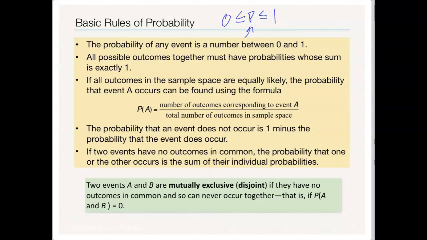If all outcomes in the sample space are equally likely, the probability that event A occurs can be found using this formula. That's just the normal theoretical probability formula that we'll use for equally likely outcomes, right? The one we just used in that last example. You take the number of outcomes corresponding to event A, and you divide by the total number of outcomes.